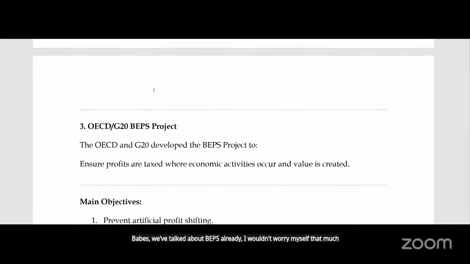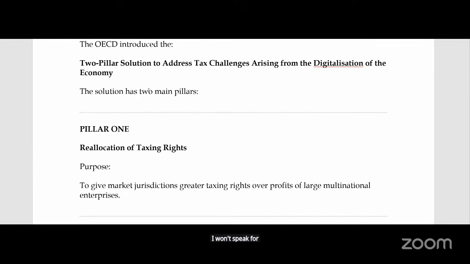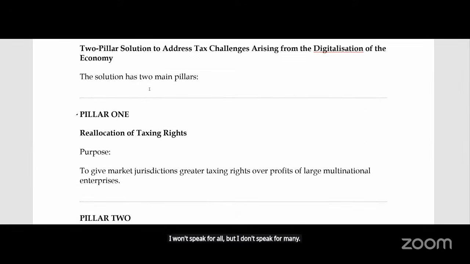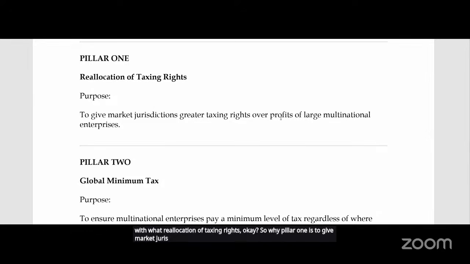What I'm concerned about is the two pillar solution. All right. So pillar one has to do with what? Reallocation of taxing rights. Okay. So the aim of pillar one is to give market jurisdictions greater taxing rights over profits of large multinational enterprises.